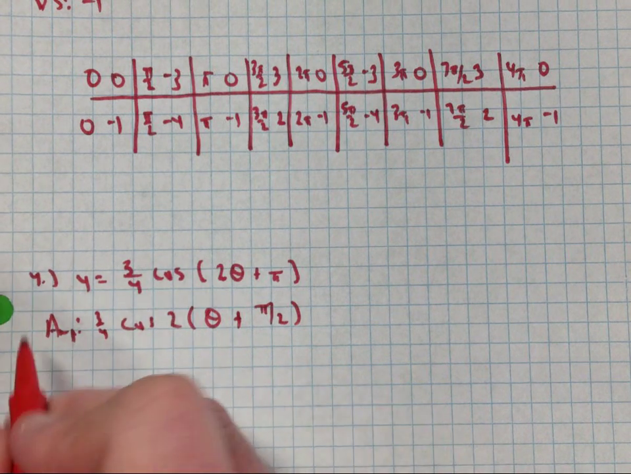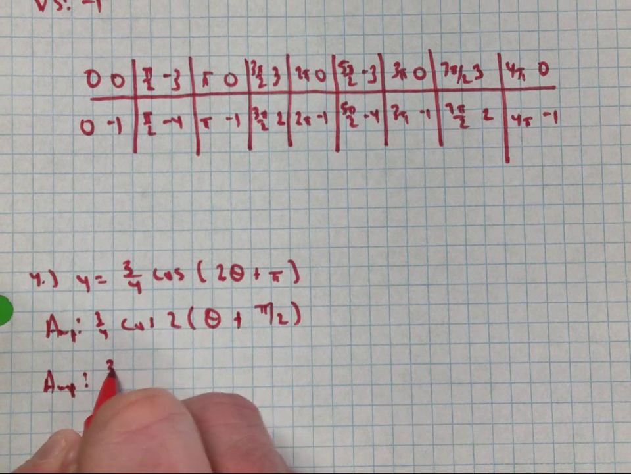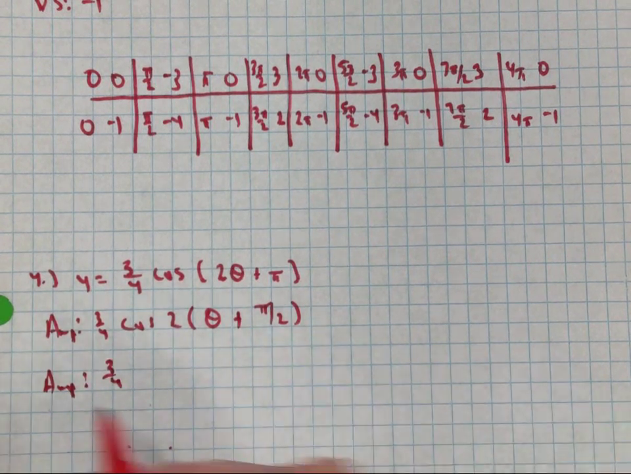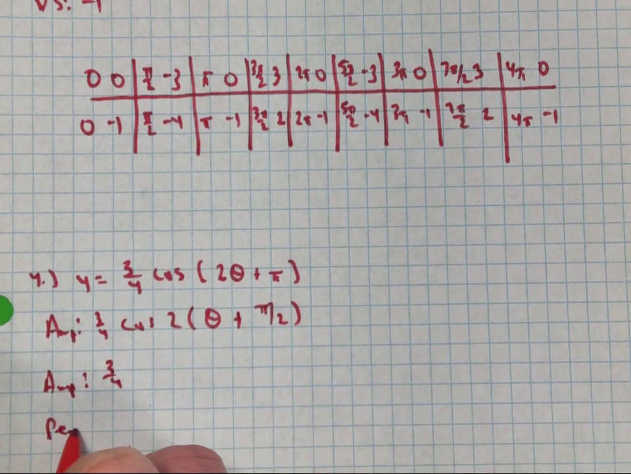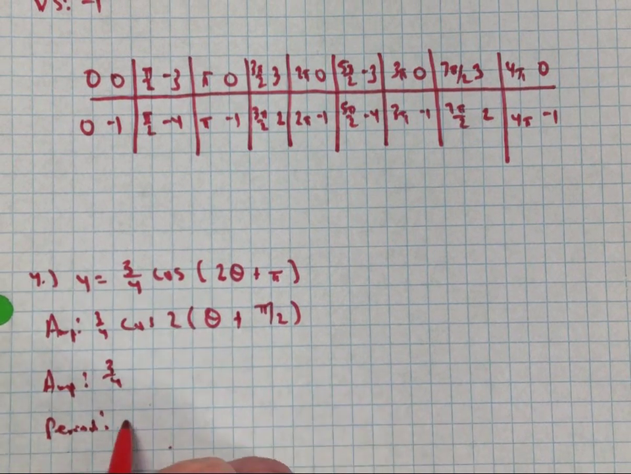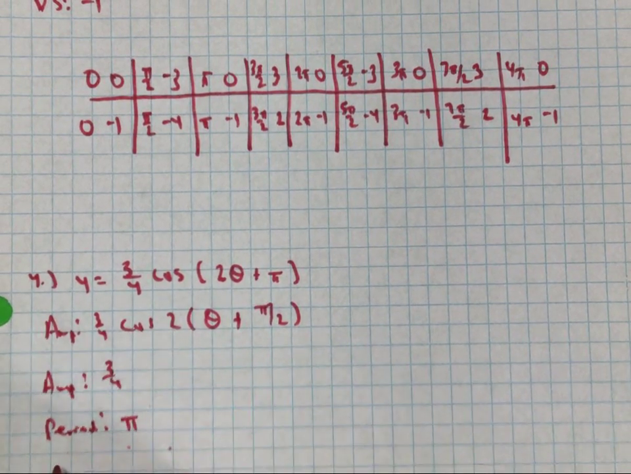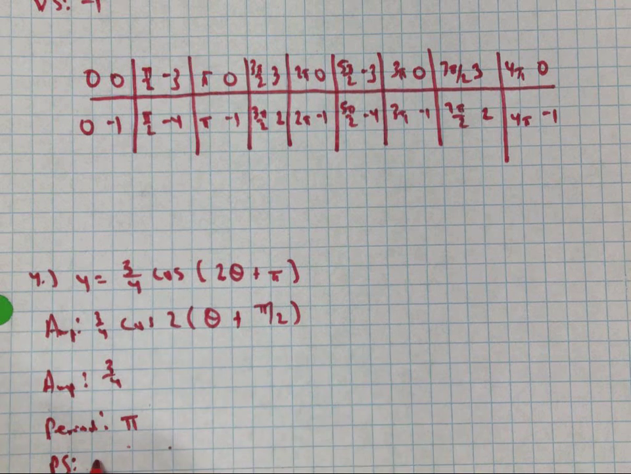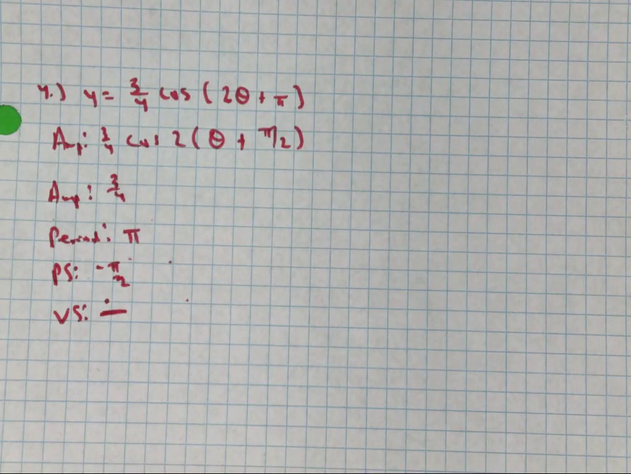Okay, so your amp is 3/4. Your period would be 2 pi divided by 2, which is pi. Phase shift would be negative pi over 2, and there's no vertical shift. That's all I want to do with that one. And then you would go, of course, through your table from there.